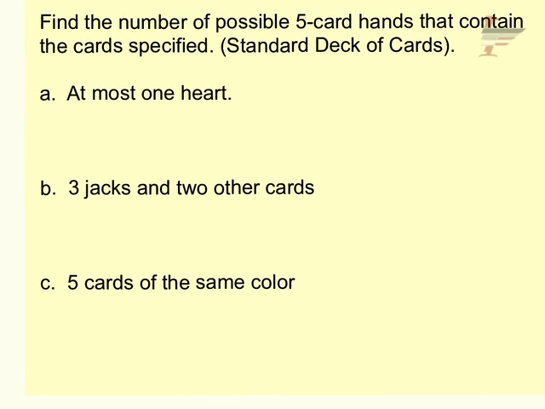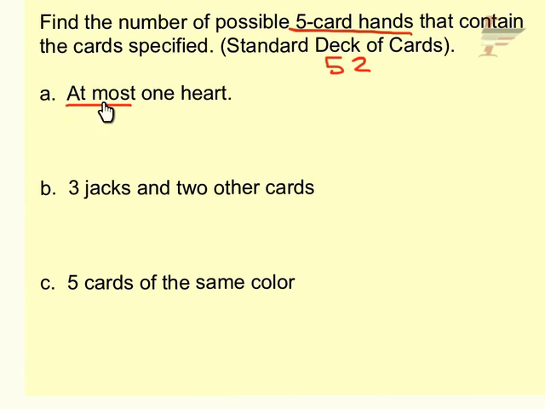So here are the questions. Find the number of possible 5-card hands that contain the cards specified in a standard deck, and the standard deck of cards would be 52. So I want at most 1 heart. So first of all, what does at most mean? That means if I have a 5-card hand, maybe one of them is a heart, the other 4 are not, or at most again means maybe just 1, or maybe I don't have any hearts. So no hearts and 5 cards that are not hearts.